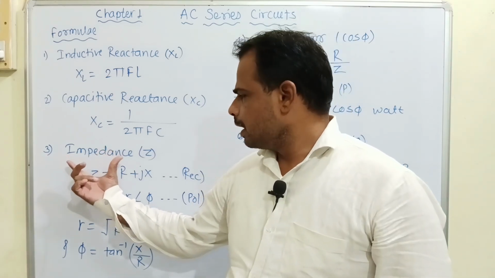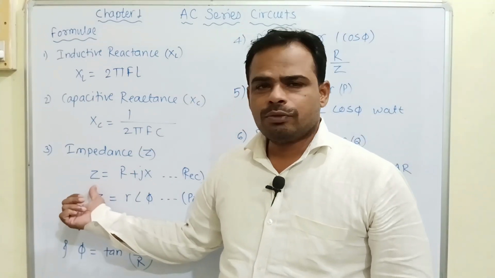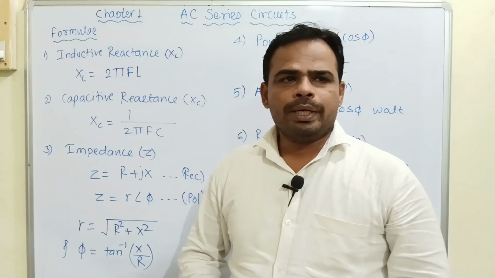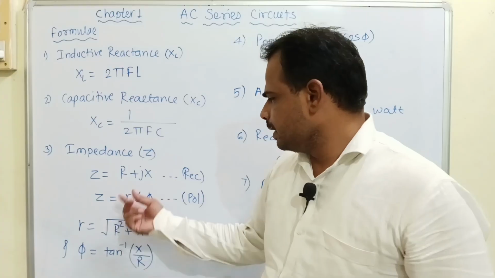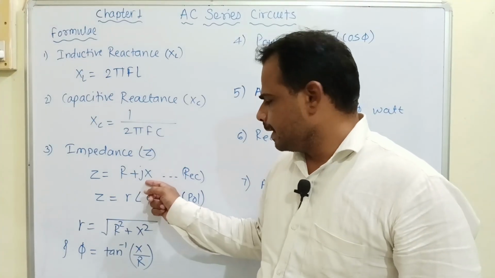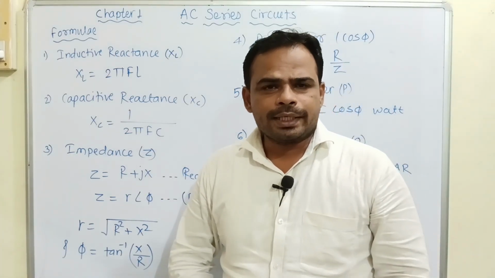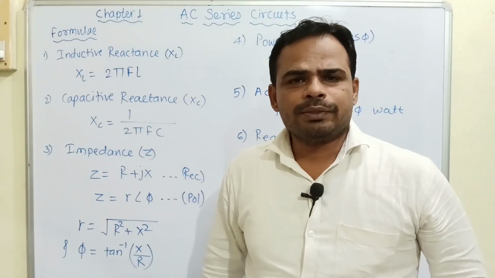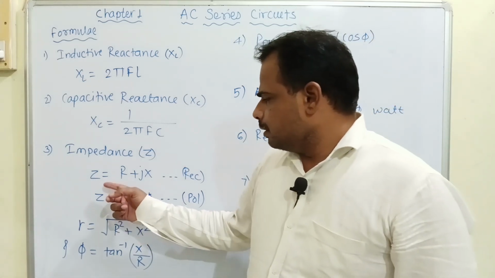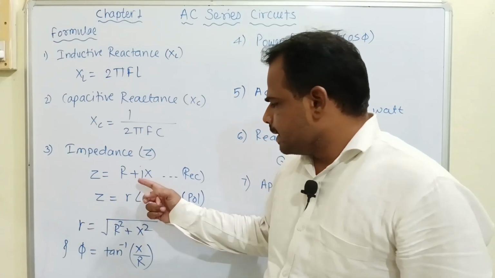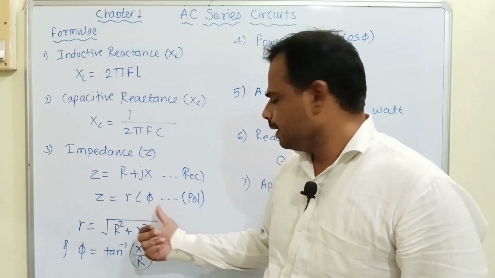Third definition is impedance. Impedance is denoted by letter Z. Impedance is the combined opposition to the flow of electric current offered by resistance and reactance. Here R is for resistance and X for reactance. Depending on the circuit, the value of X becomes inductive reactance XL or capacitive reactance XC. Z is equal to R plus jX is the rectangular form, and Z is equal to R angle phi is the polar form.